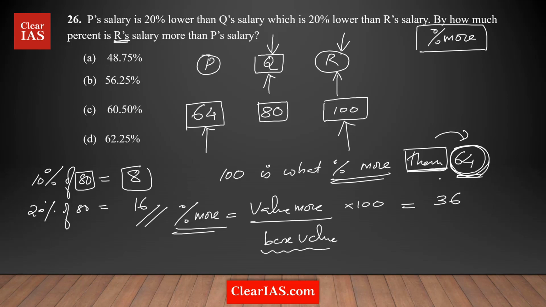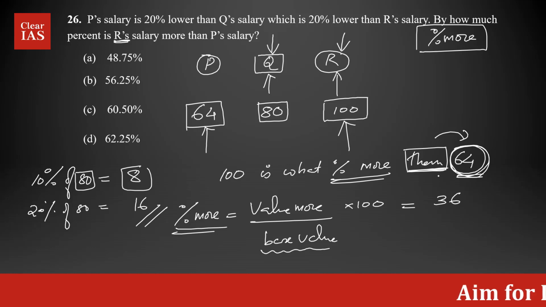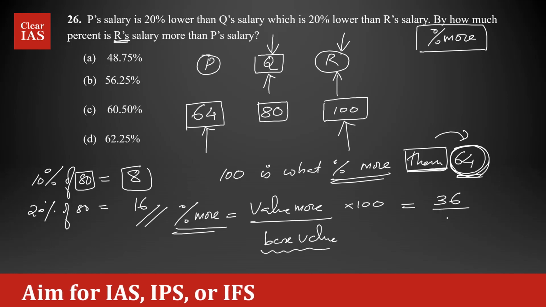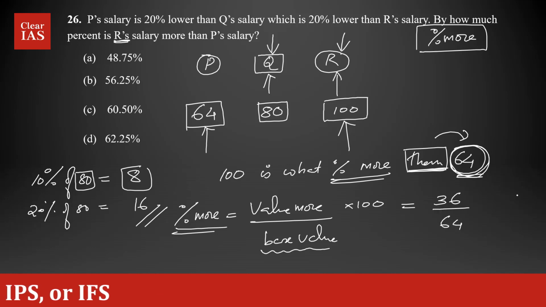Very important point. Whenever you have two values in a comparison, the value that comes after "than" is your base value. That's the value you're comparing with. So you have 64 in the denominator: 36 upon 64 times 100. This will give you the answer.